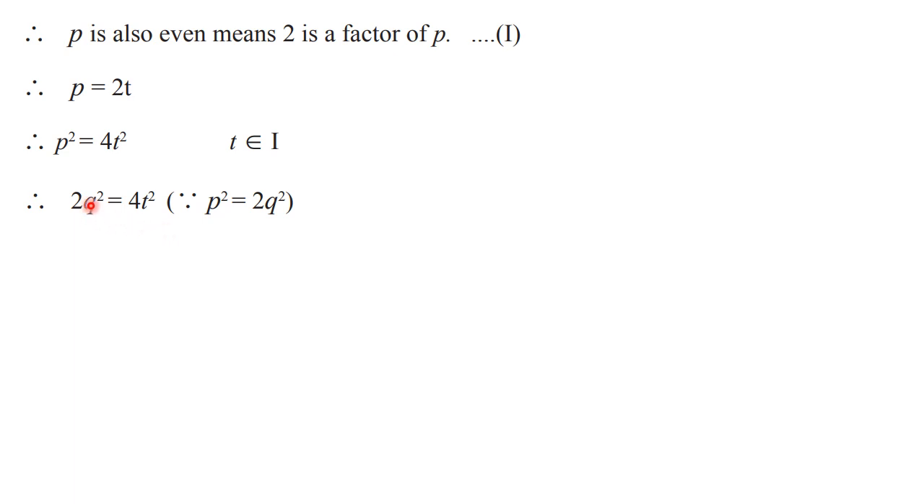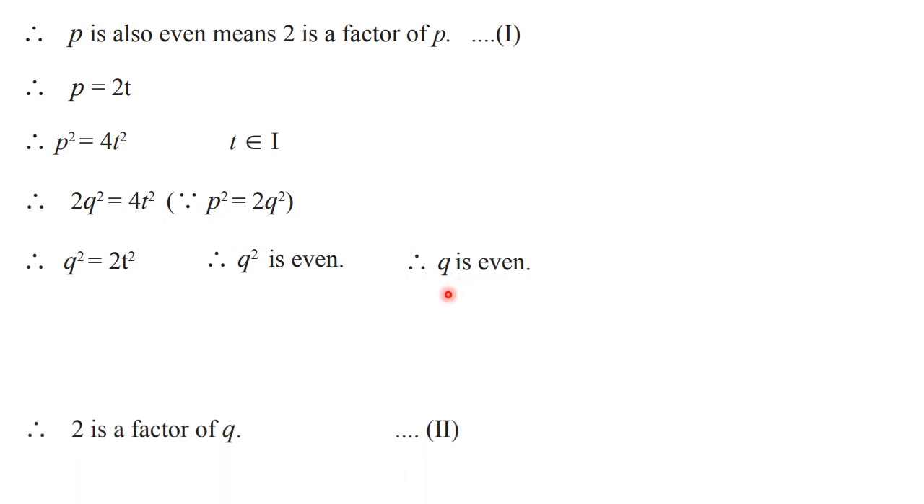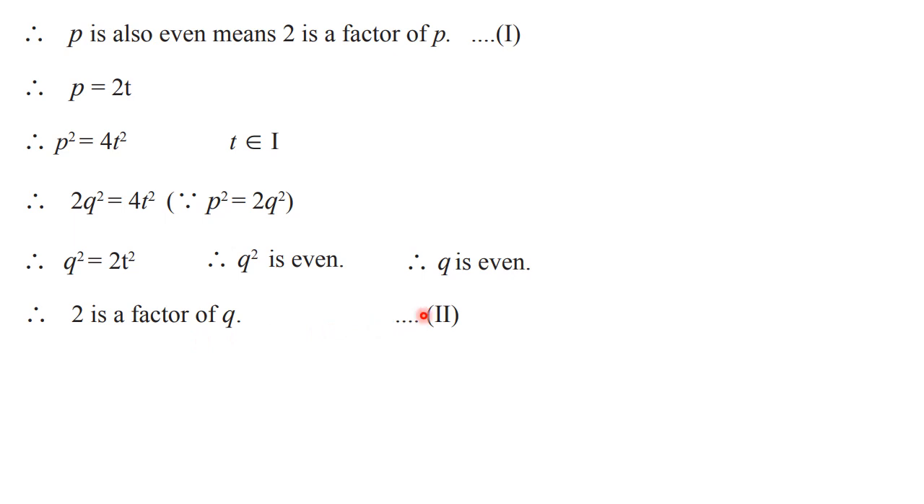Now we can divide by 2 on both the sides, and then we will get q square is equal to 2t square. Like previously we got p square is equal to 2q square, we got for q square as 2t square. So since q square is a multiple of 2, we can say that q square is even and therefore q is even. Immediately we can write down the same statements. So once again, if q is even, 2 is a factor of q.